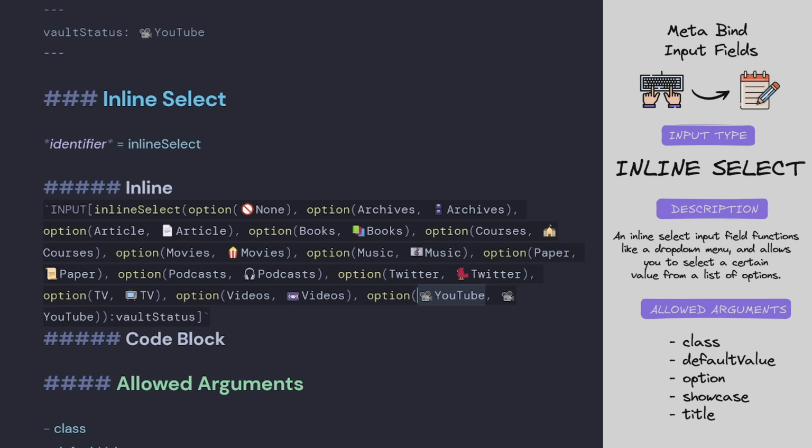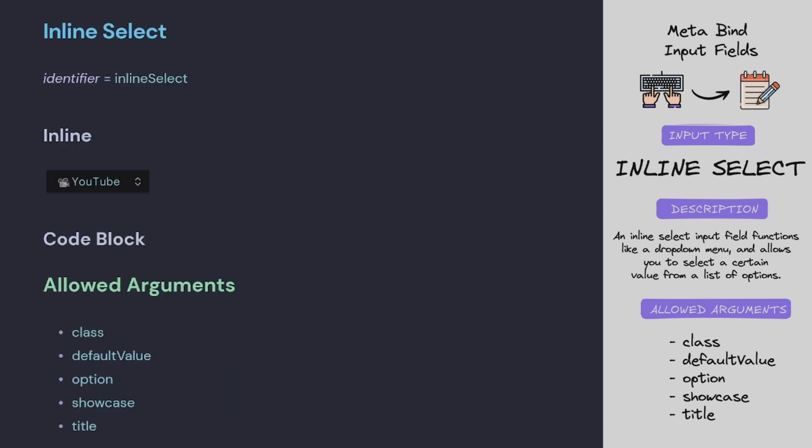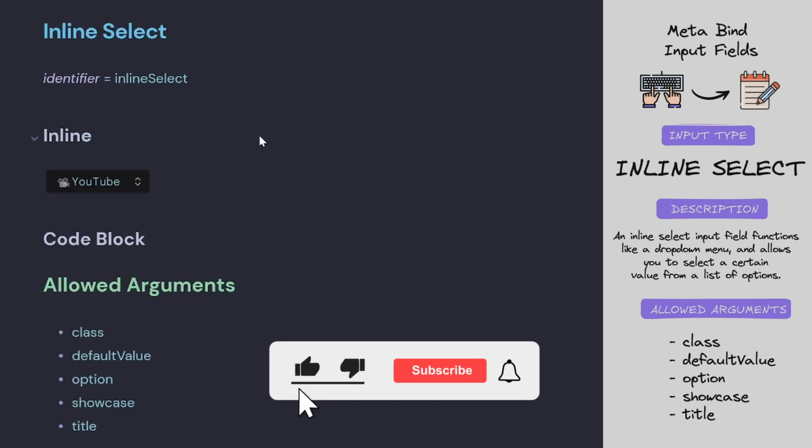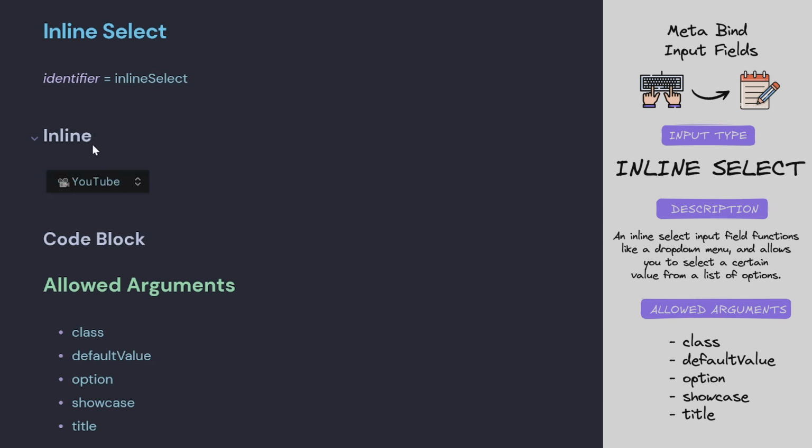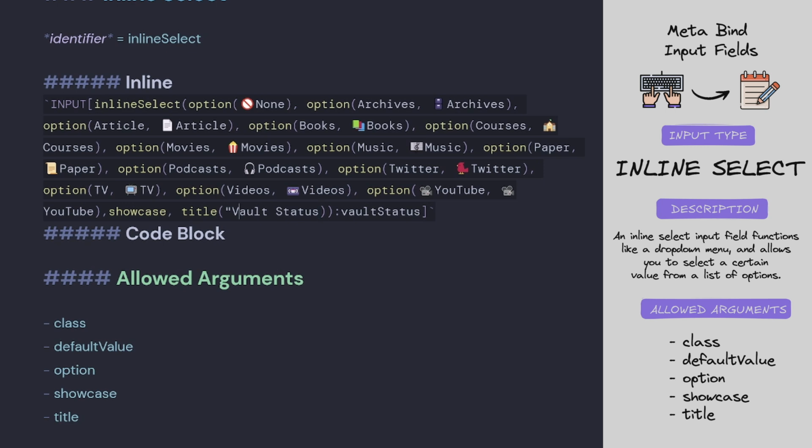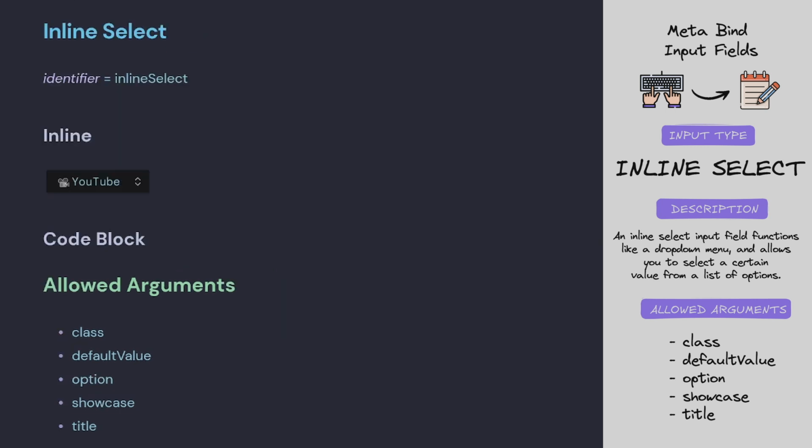We can also add our showcase, title, and we'll call the title Vault status. Now, if we preview that, we can see that we have our inline, but we don't have our title. So title doesn't work on the inline. So that's just something to note. If you do want to use a title, you will need to use it on the code block.